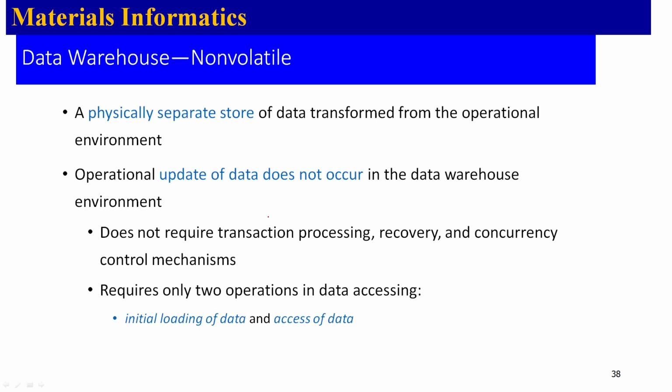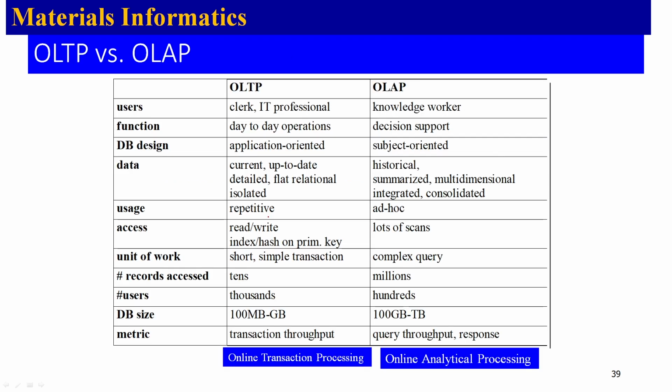You can also build in what is called non-volatility. A physically separate store for data transformed from an operational environment should be there. You cannot store the same thing in the operational environment, and operational update of data does not occur in the data warehouse environment in most cases. Therefore, it does not really require transaction processing, recovery, and concurrency control mechanisms. It only requires two operations in data access: initial loading of data and access of the data. That's all you require.